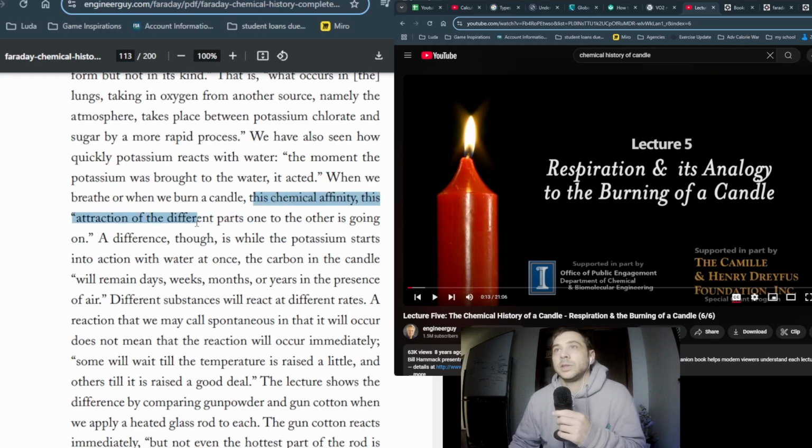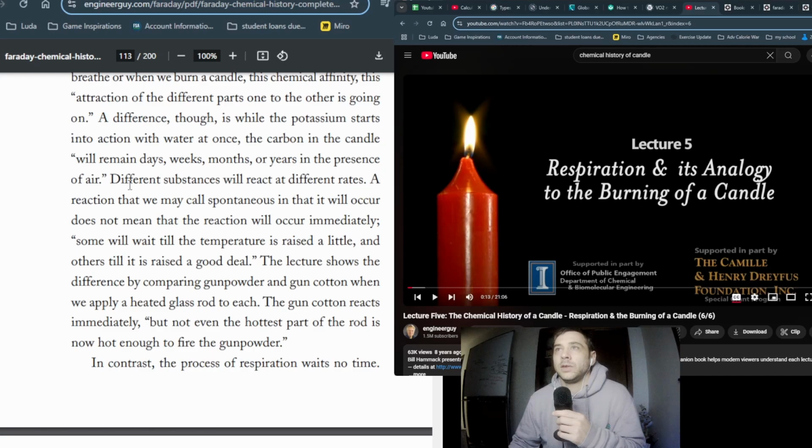This chemical affinity, this attraction of different parts, one part going to the other, is on. A difference, though, is while potassium starts into action with water at once, the carbon in the candle will remain days, weeks, months, or years in the presence of air. Different substances will react at different rates of reaction that we may call spontaneous. That it will occur does not mean that the reaction will occur immediately. Some will wait till the temperature is raised a little, and others till it is raised a good deal.